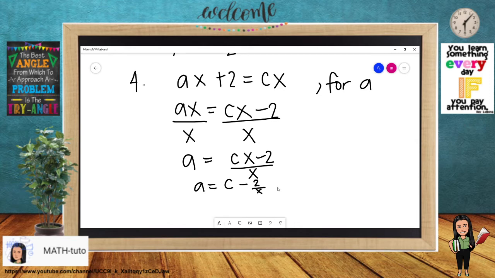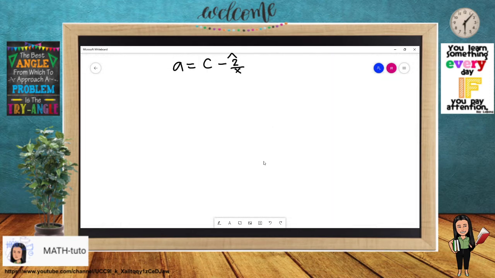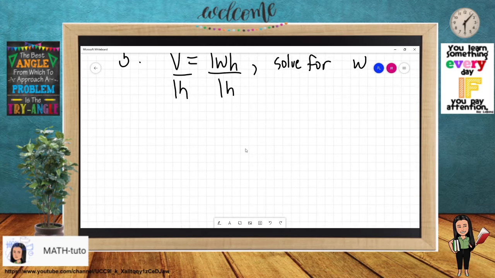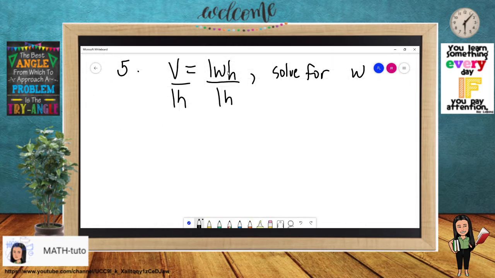Let us have another example. Number 5: V is equal to LWH. We are solving for W. We just divide both sides by LH by applying the multiplication property of equality. So you multiply by 1 over LH. That is V over LH equal to W. By the symmetric property, W is V over LH.